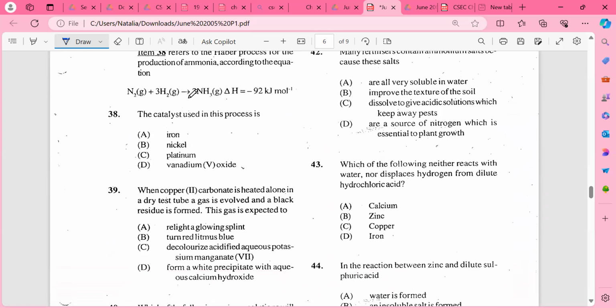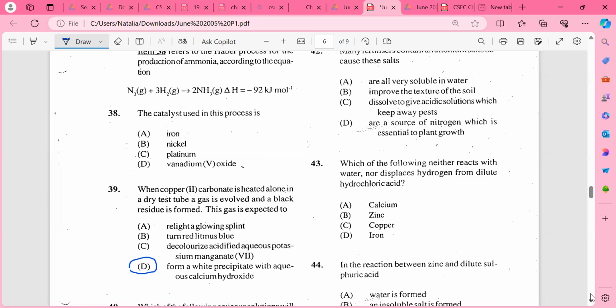All right, so production of ammonia is no longer on the syllabus. 39, sorry. When copper 2 carbonate is heated alone in dry test tube, a gas evolves. And so this is a decomposition reaction. Copper carbonate will break down to form carbon dioxide and copper oxide. So the gas is carbon dioxide, and carbon dioxide forms a white precipitate in calcium hydroxide.